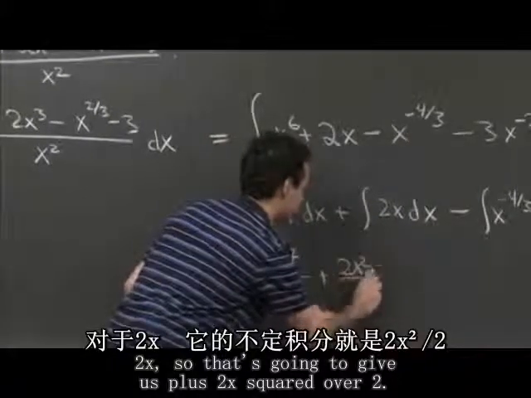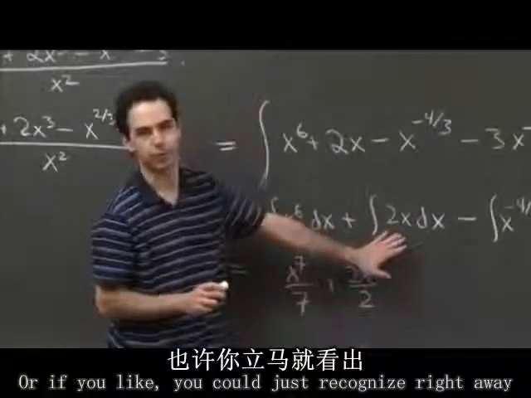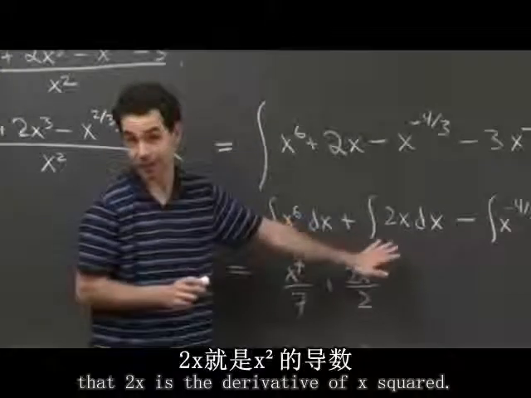2x. So that's going to give us plus 2x squared over 2. Or if you like, you could just recognize right away that 2x is the derivative of x squared.